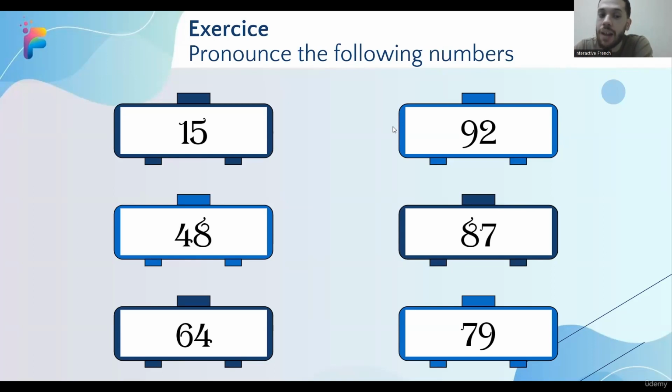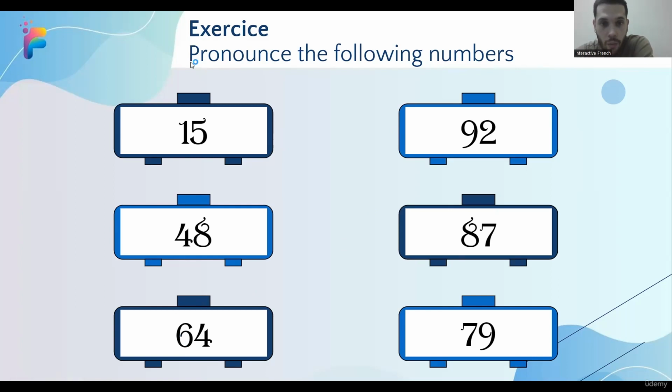Moving on to 48. 48 is quarante-huit. Now, moving on to 87. How do we say that? 87 is quatre-vingt-sept. That's right. And not 97, right? 97 would be quatre-vingt-dix-sept. Here we have 87, so quatre-vingt-sept.